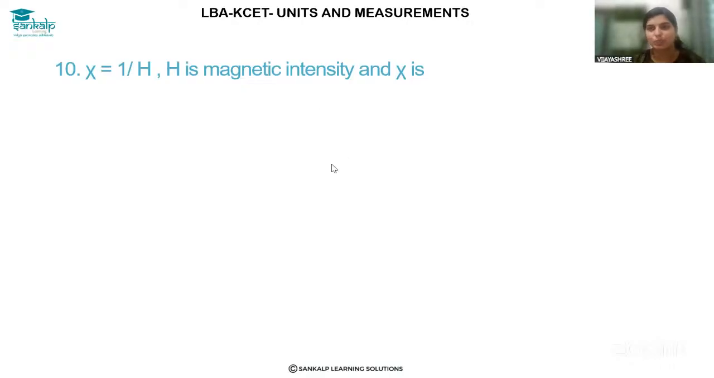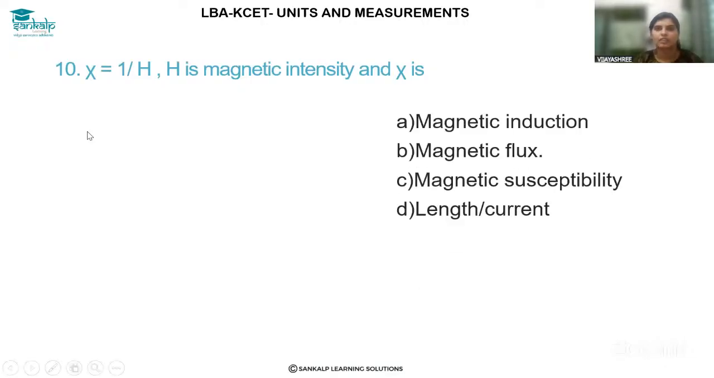Hello everyone, welcome to Sankalp Learning Solution. I am Vijay Shri. We are discussing LBA-KCET questions of the chapter units and measurements. Let us look at question number 10. X is equal to 1 divided by H, where H is magnetic intensity and X is. Options are: option A, magnetic induction. Option B, magnetic flux. Option C, magnetic susceptibility. Option D, length divided by current.